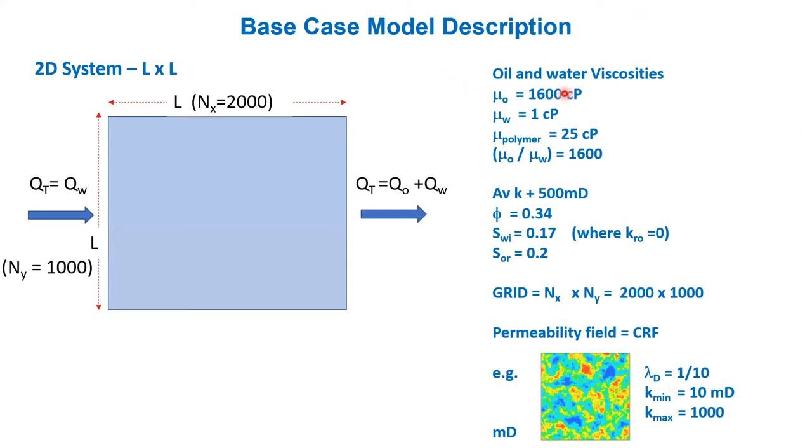Here's the oil water viscosity, the polymer viscosity. Polymers are going to show up later. It's got a 1600 viscosity ratio. Now the average permeability, these numbers don't matter too much, but it's got an average of 500. But the important thing is that one of the base cases, and I'll show you different ones, has got a dimensionless correlation length. The largest one I used is a tenth, a K-min of 10 millidarcies and 1,000 millidarcies for the K-max.